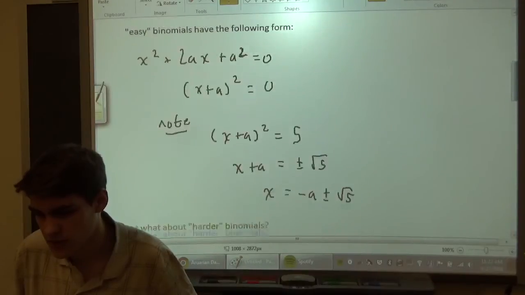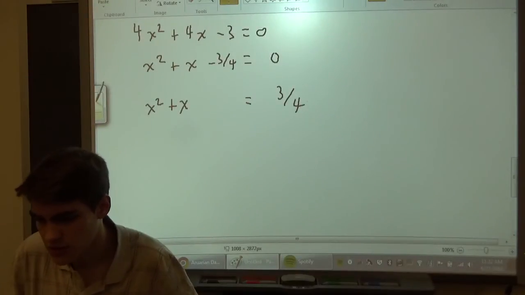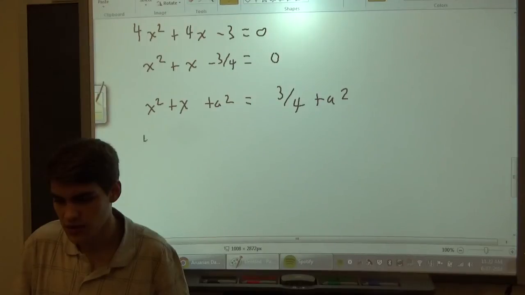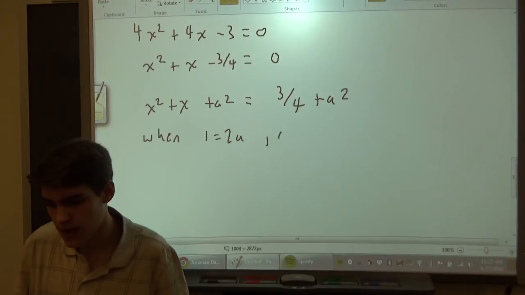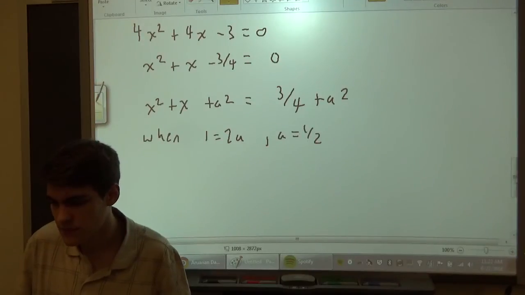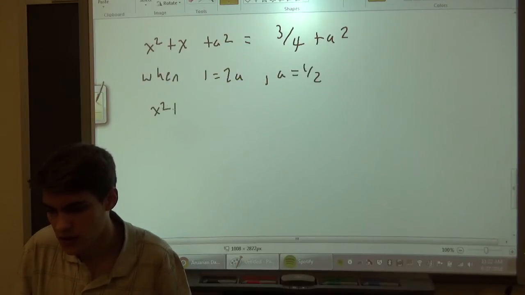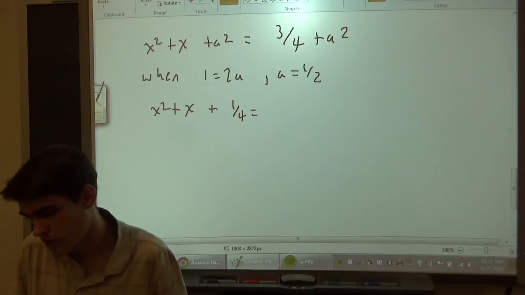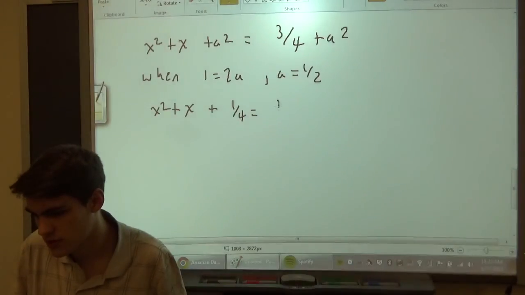What's left? Well, there's the a squared. So we'll add a squared to both sides. And this looks like an easy to solve binomial, except for the 2a, right? So this must be true when, what, 1 is equal to 2a? So a has got to be equal to a half. And we can plug that back in. What's a half squared? That's a fourth. So this is going to be a fourth. A fourth plus 3/4 is 1.